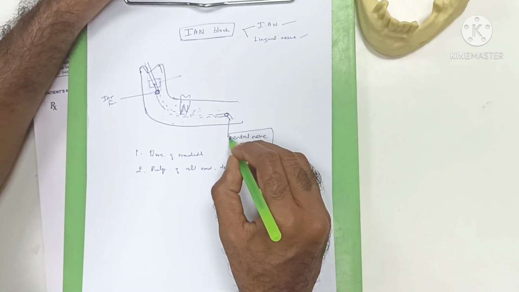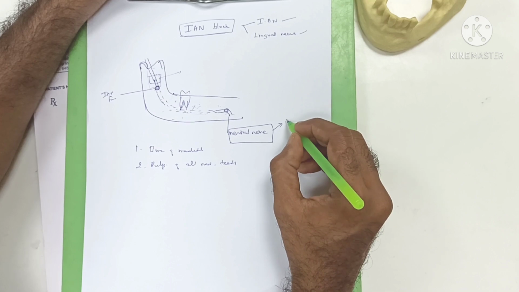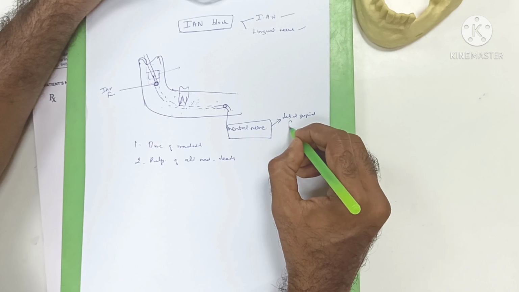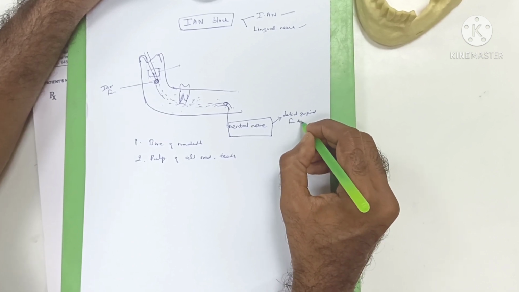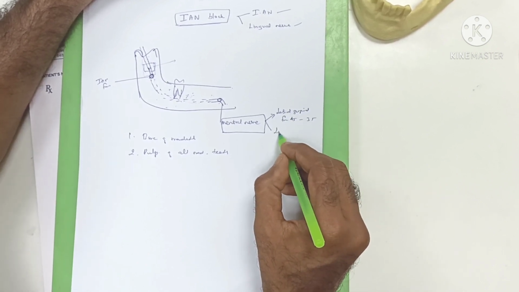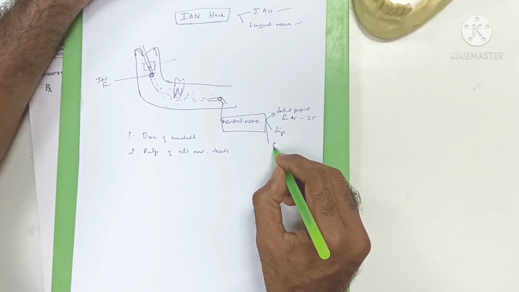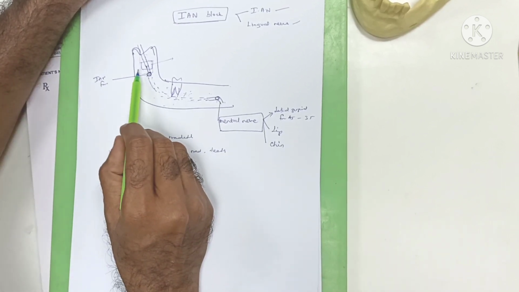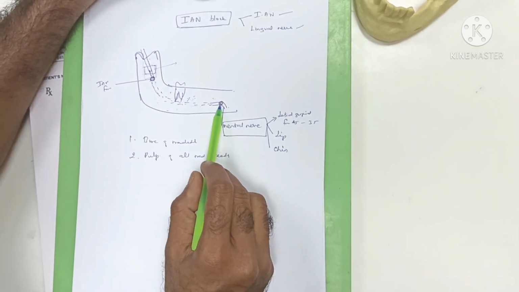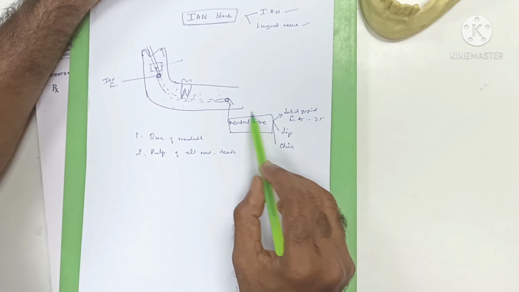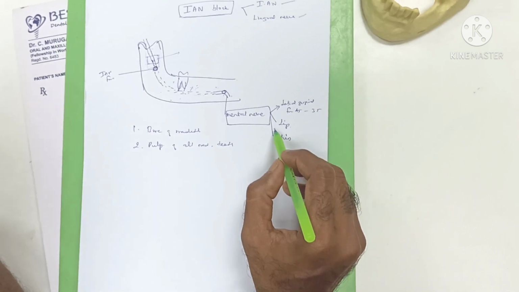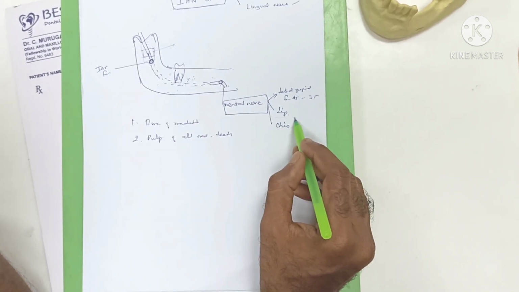The mental nerve supplies three areas. One is the labial gingiva from 4-5 to 3-5. The second area is the lip, and the third area is the chin. So when you block the inferior alveolar nerve, you are blocking the mental nerve also. That means the lip, chin and gingival area, everything gets numb. That is why after an inferior nerve block you ask the patient whether the lip is numb.